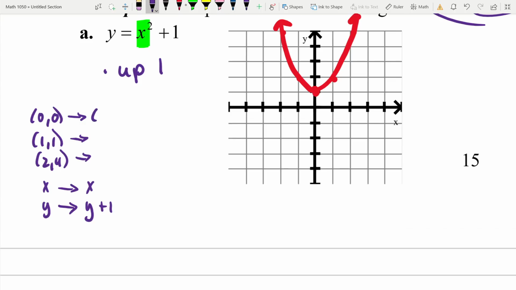Now what I'm going to do, guys, is apply that to those 3 points. So look what you do. The x's don't change, because there was nothing in parentheses with the x. The y's, you add 1. 0 plus 1 is 1. 1 plus 1 is a 2. 4 plus 1 is a 5. Now look at the correct graph. (0, 1) is a point on the graph. (1, 2) is a point on the graph. (2, 5) is a point on the graph. You can graph it from those points. Okay, let's do the next one.